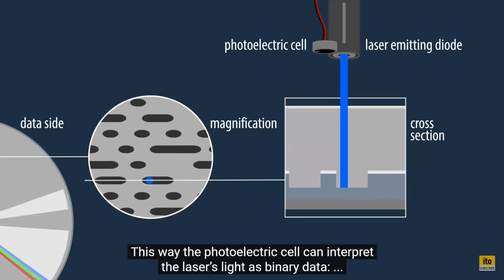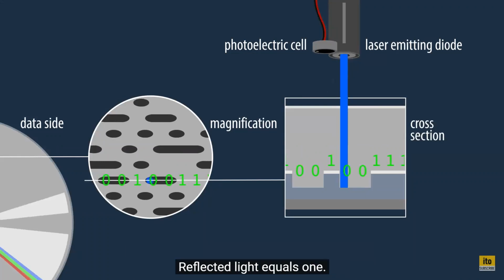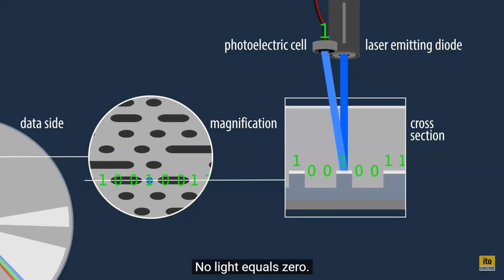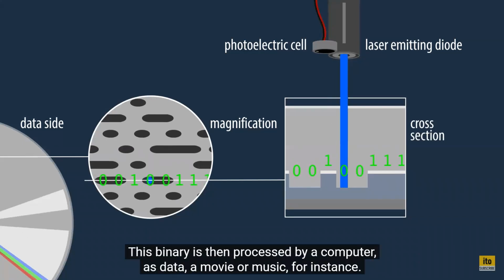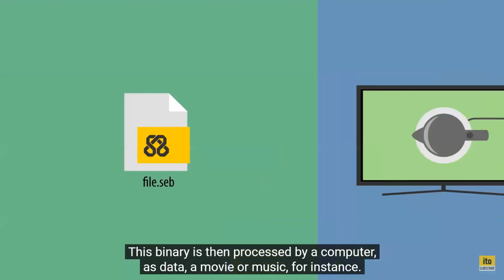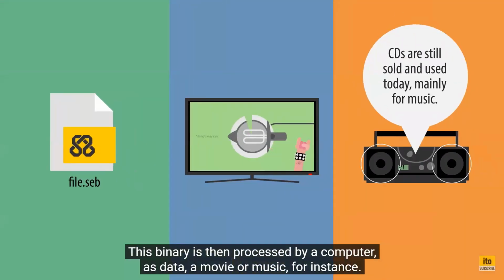This way, the photoelectric cell can interpret the laser's light as binary data. Reflected light equals 1, no light equals 0. This binary is then processed by a computer as data, a movie, or music, for instance.